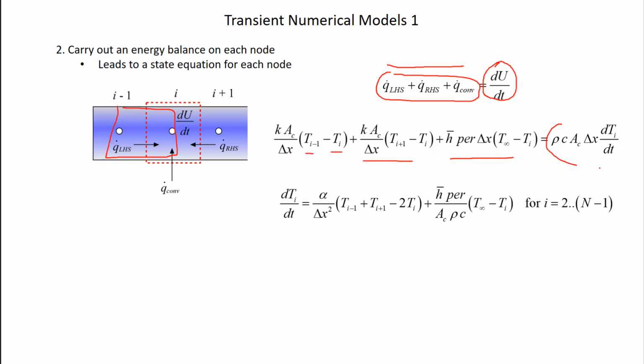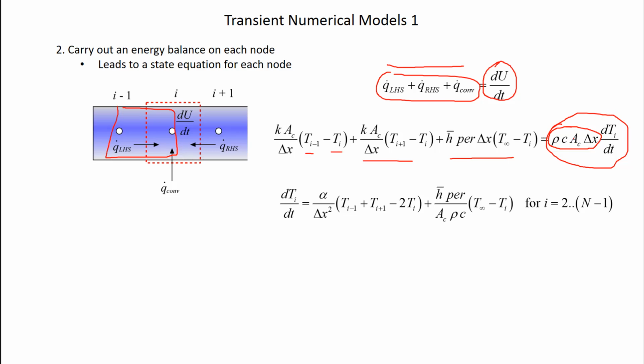And this is the rate of energy storage inside of that control volume. So this is the heat capacity of the material that's inside of there. So you can see it's the volume times density is the mass times specific heat capacity is the total heat capacity, and then d temperature, d time.